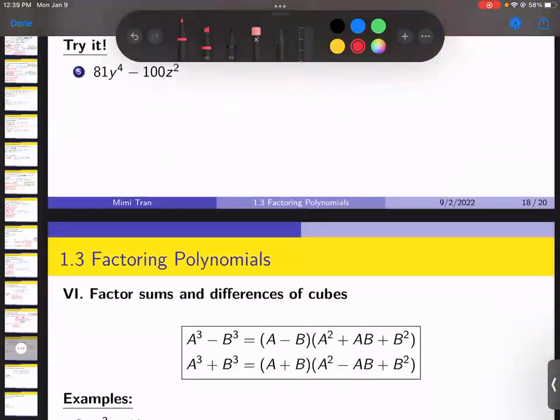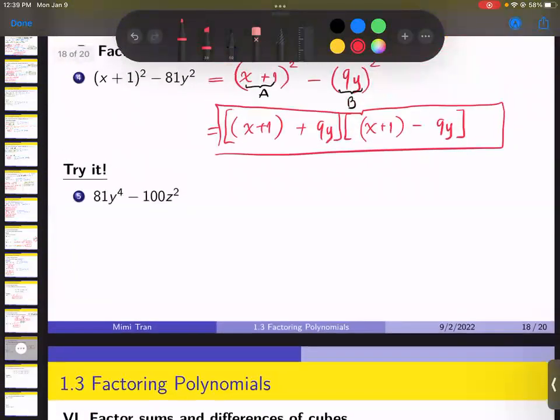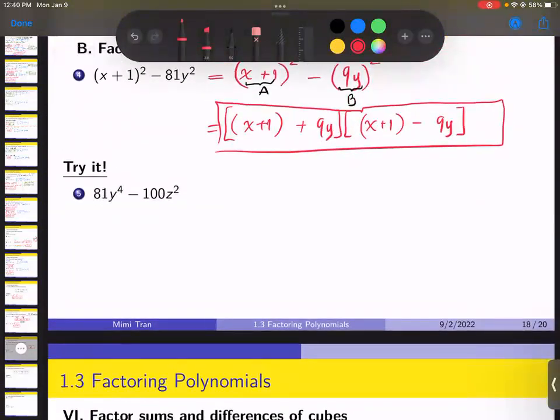Oh, this is fun. The cute one, the cute big one. Anyone have the answer for number 5? Yeah, what you got? So 9y square, right? Minus 10z square.